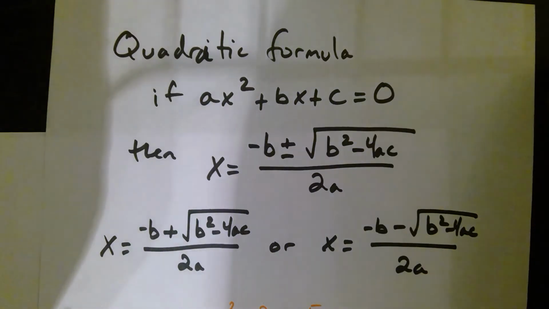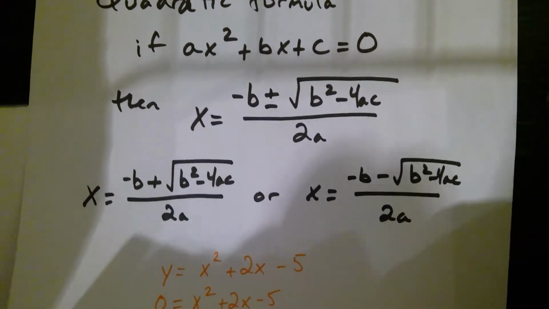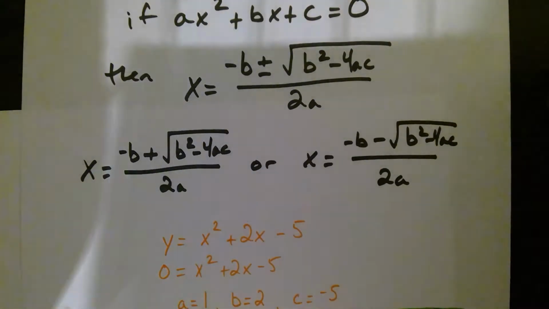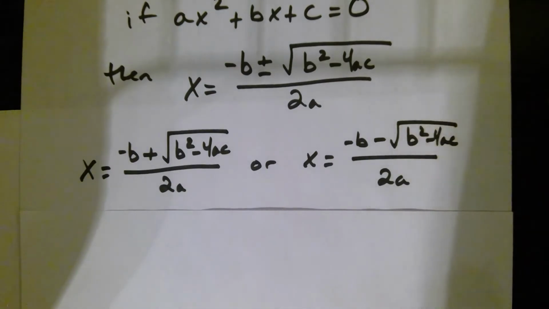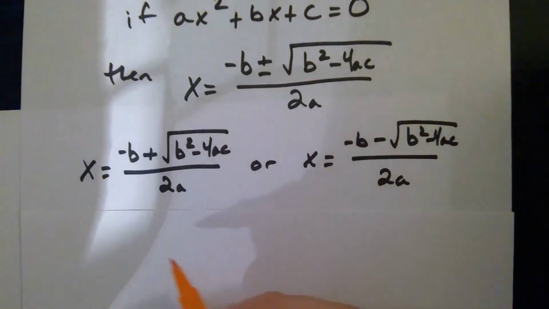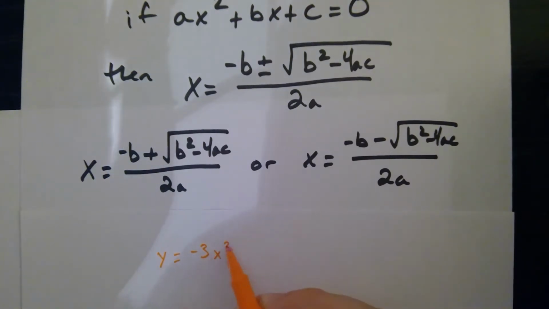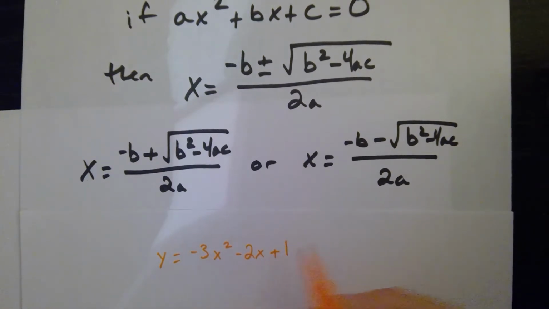All right, now we're going to step it up a notch, but we're still going to use that formula. So we're really not changing things up a whole lot. We're going to use that every single time we want to solve with the quadratic formula. So let's go ahead with this problem here: y equals -3x squared minus 2x plus 1.